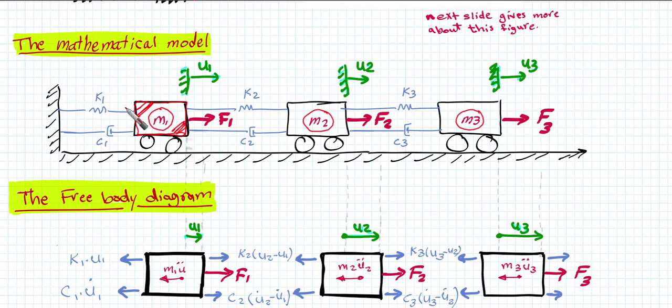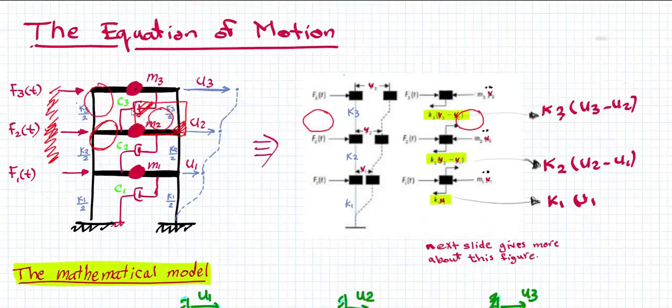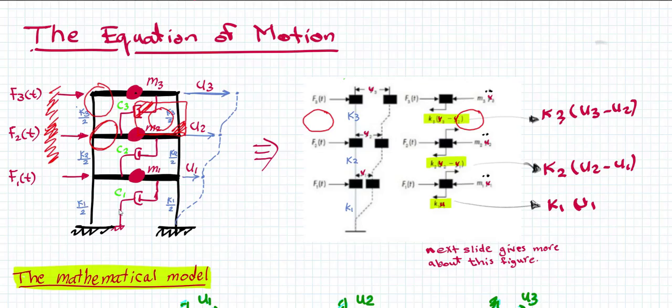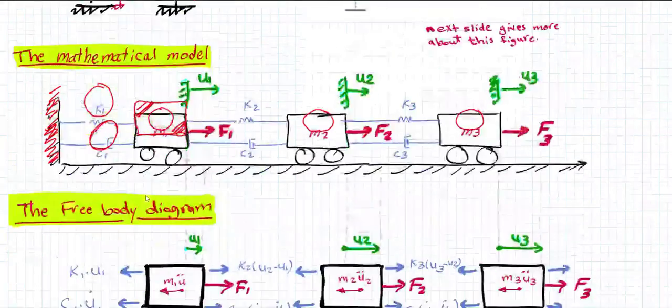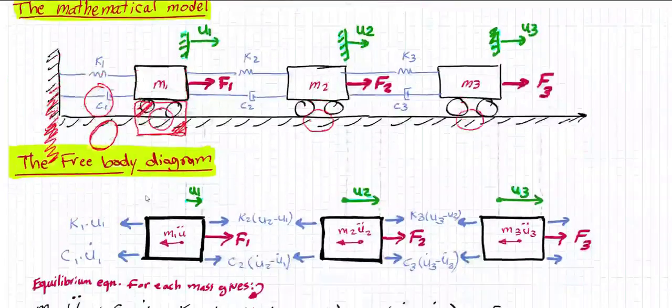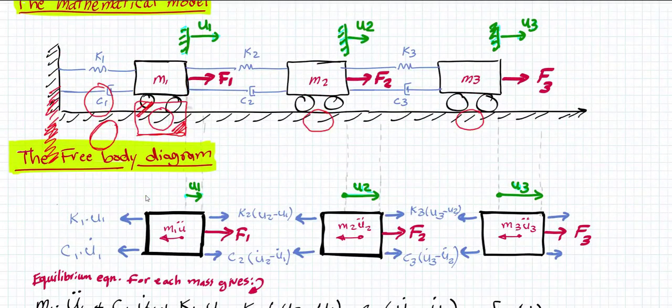The first mass is related to the ground in two different ways. The first one is the resistance K1 of columns, and C1, which is the damping of the first floor, right? And this is what we have mentioned here before. We have here C1 and we have the resistance of the columns. Okay, so this is what we are going to have.